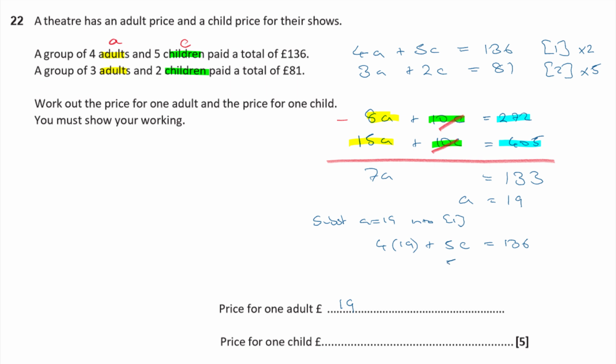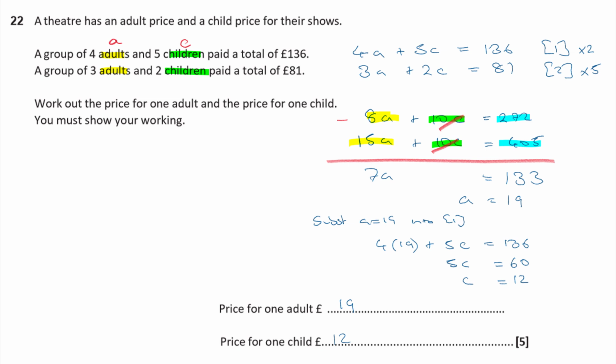So 5c is going to be 136 minus 76. That is 60, isn't it? Okay, so if 5c is 60, then c is going to be 60 divided by 5. It's going to be 12. So the price of a child ticket is 12.